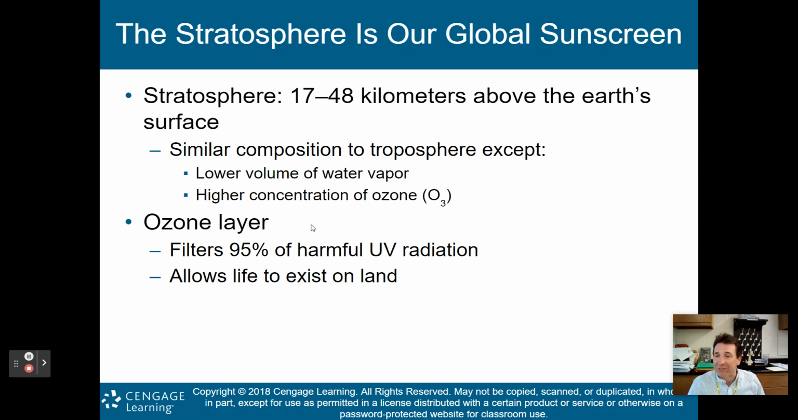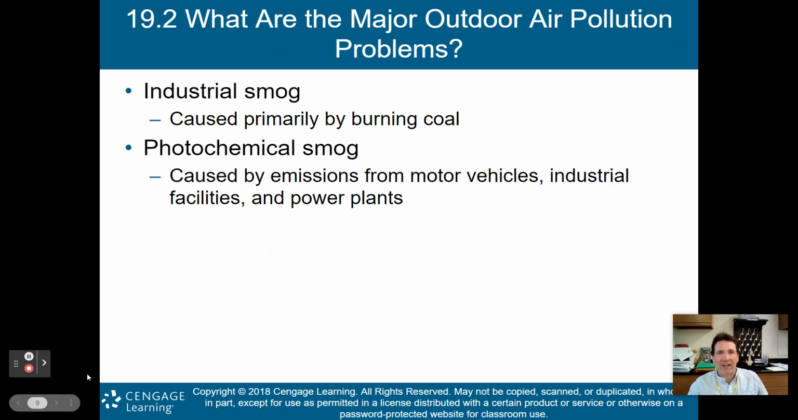Again, what does the ozone layer do? It filters 95% of the harmful ultraviolet radiation coming to us from the sun, and it allows life to exist on land. Again, without that ozone layer, there would be no life on land on this planet because the ultraviolet radiation would cause cancer in cells, and that would basically not allow evolution to have occurred. And again, we wouldn't be sitting here talking about this. So thank goodness for that ozone layer in the stratosphere.